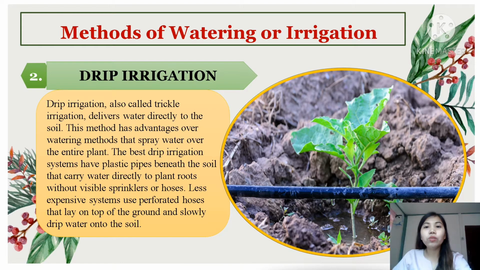It also reduces the chance of fungal diseases on plants' foliage because the irrigation does not wet the entire plant. Drip irrigation is especially beneficial for hilly landscapes because its low flow pressure will not cause runoff and erosion.